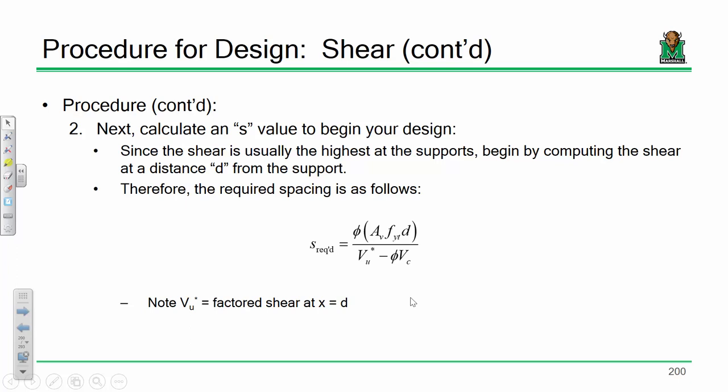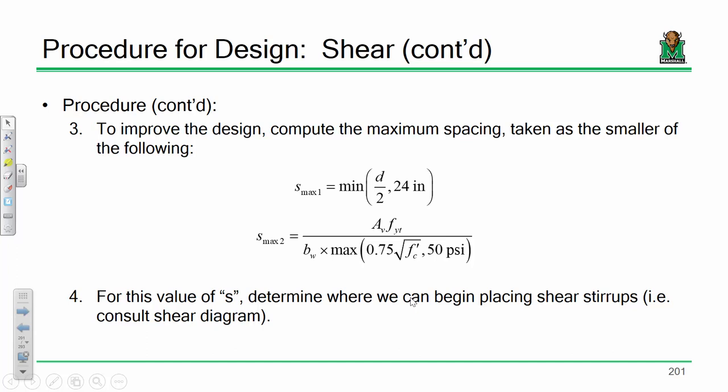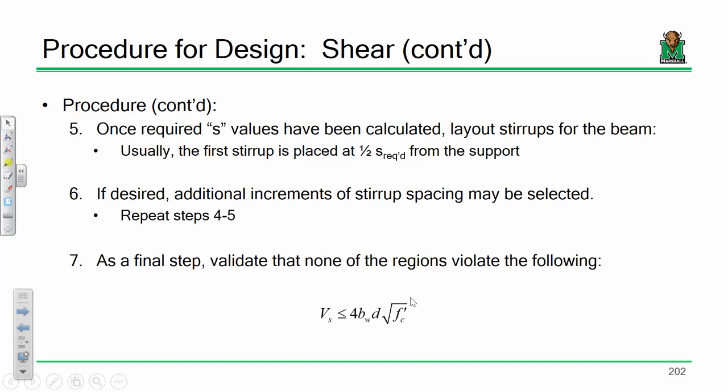Then we'll say, okay, we're going to try and improve that design by throwing in S max. So we determine what S max is. This step's kind of boring. I mean, it's not hard, but it's boring. So we'll determine S max, and then step four, this is where things get a little nuanced. We determine where can we start using S max, and that goes back to using our shear diagram. We lay out our stirrups, and then you'll see here step six where we can improve that design by including additional increments of stirrup spacing.